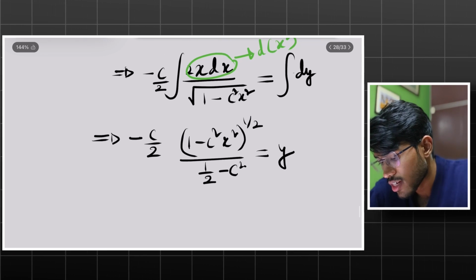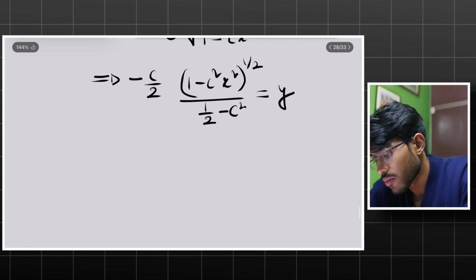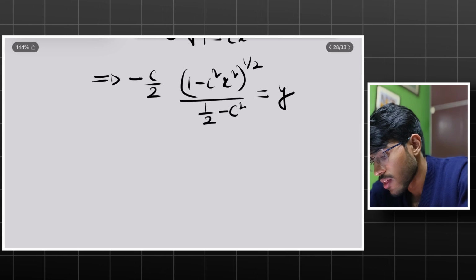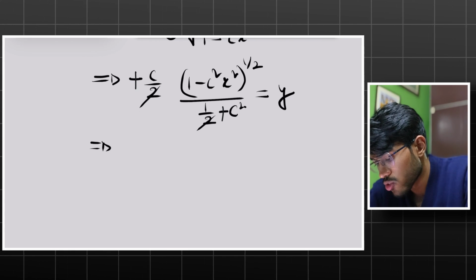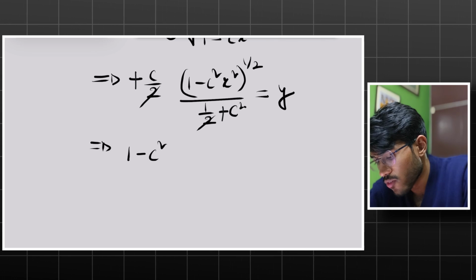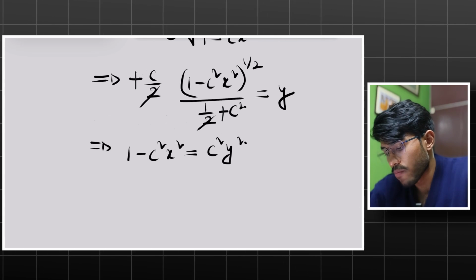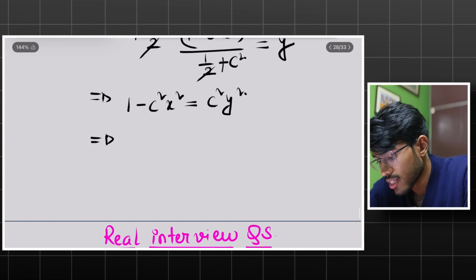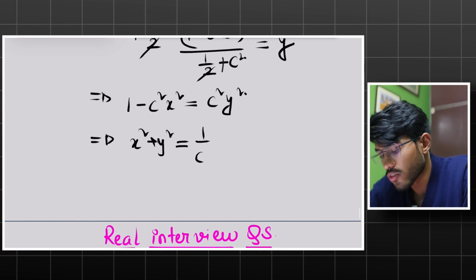If I do the integration correctly, there will be a division by minus of c square. So minus minus will be cancelled out, right? And finally, this half will be cancelled out. So 1 minus c square x square is equal to c square y square, right? So you see, I am getting x square plus y square is equal to 1 by c square.